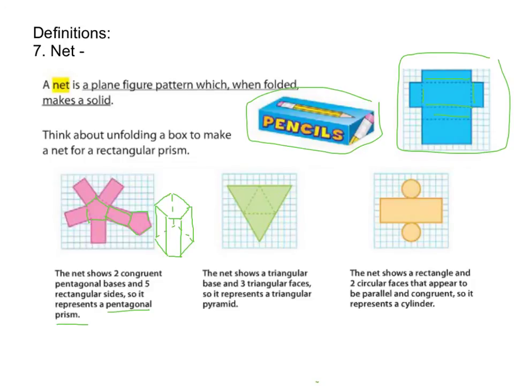Our next net has dotted lines right here, so if we were to fold it up, it would form this triangular pyramid. And the last one would have these two circular faces with this rectangle wrapped around it, so it would form a cylinder. Now keep in mind that even though shapes like the cylinder and the sphere are not considered polyhedrons, they are still 3D figures because they have height, depth, and length. They're just not classified as polyhedrons because they don't have those straight lines.